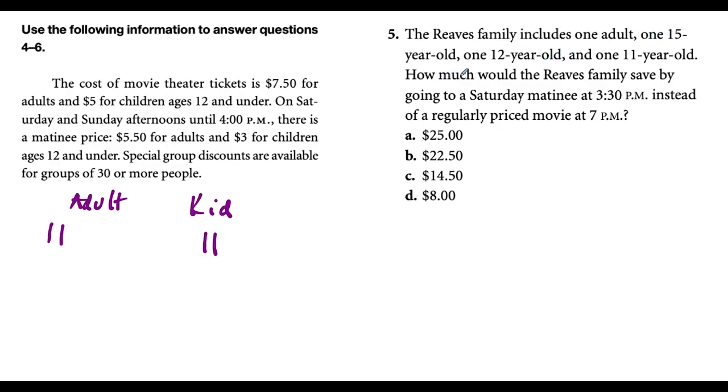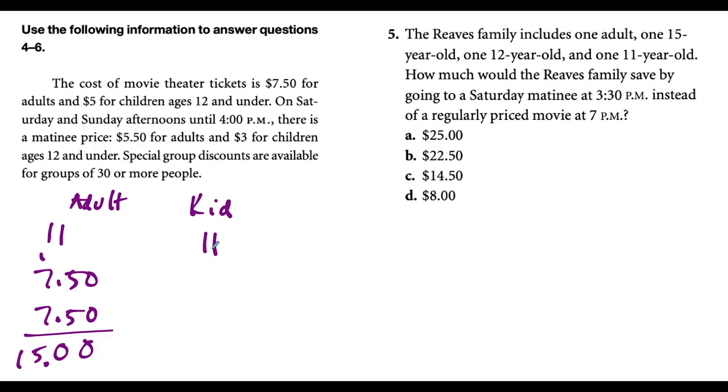So now we want to know how much would the Reeves family save by going to a Saturday matinee instead of a regular price movie at 7 p.m. Well, two adult tickets tells us we would be paying $7.50. We'd be paying that twice. And when we add this up, this is going to work out to $15 if we do the long addition. Or you could just do times two.